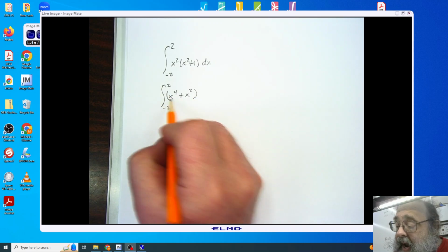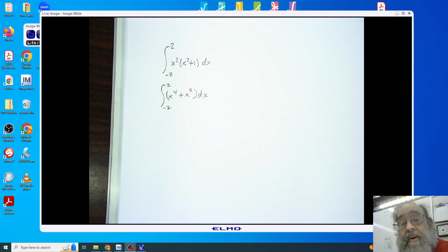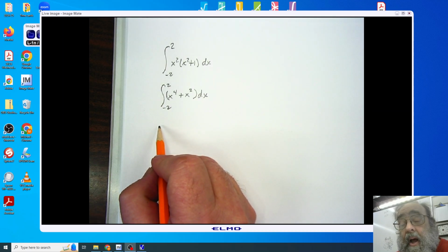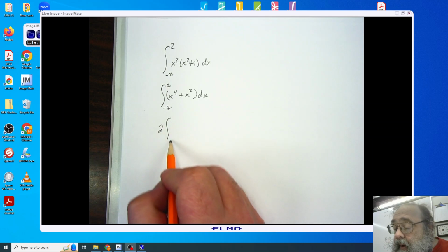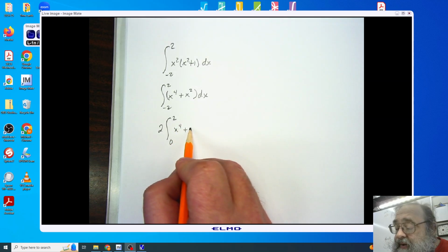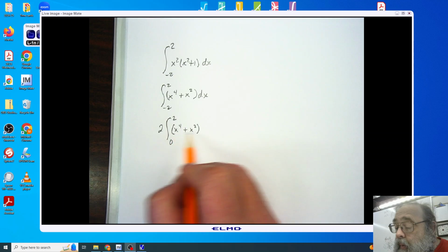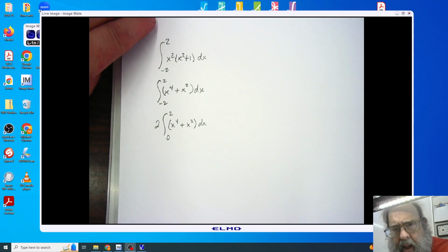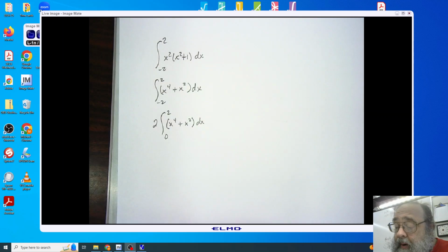And I notice that I have an even function that is symmetric to the y-axis. That allows me to do my doubling area from 0 to 2. And this happens because we do have symmetry to the y-axis, and that allows me to do this. Okay? That's that even function doubling rule that we're allowed to work with.